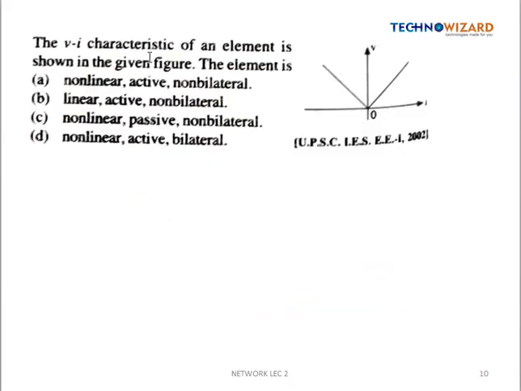Next question, they have given us: the VI characteristics of an element is shown in the given figure. The element is... so they have given us a characteristic and we need to find out which element this is. Okay, let's see. First understand whether it is linear or non-linear. In the first quadrant you can clearly see that the slope is positive, it means it is an increasing slope, right? And in the second quadrant the slope is decreasing, so here the slope is negative. So now the slope has changed from negative to positive, that's why it is a non-linear element.